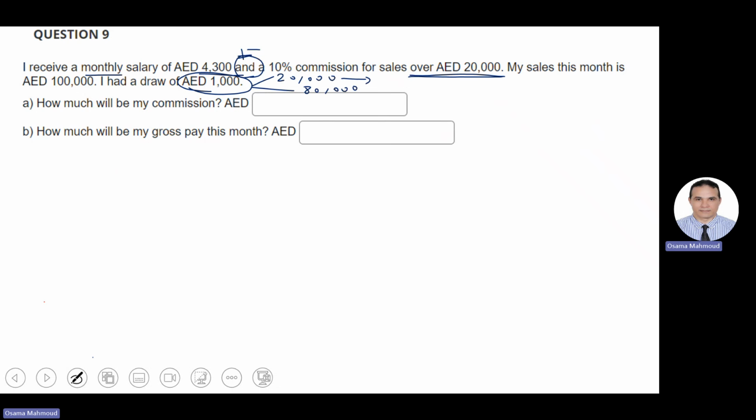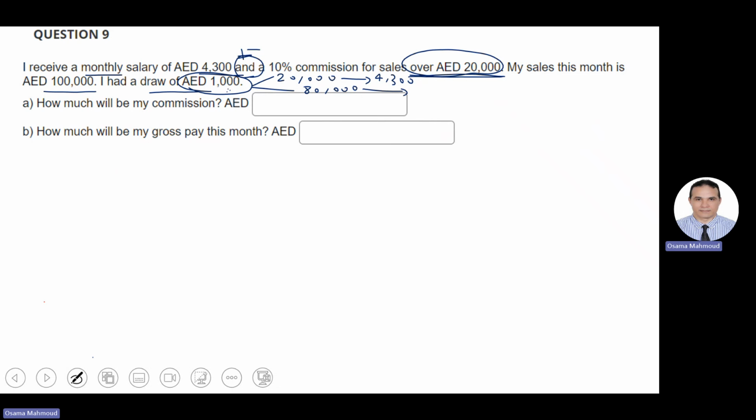For this 200, he has a basic salary, right? 4,300. For the extra over the 20,000, you have to know what's left from the total here, right? Sorry, 1,000, right? Okay. What does it mean, draw 1,000? He means he got a loan, 1,000, okay? So this is what it means.